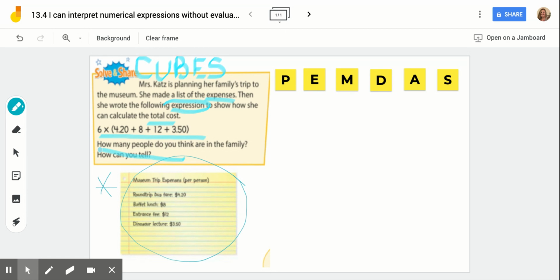How many people, oops. Miss Camastro does not do well with this mouse. Okay.